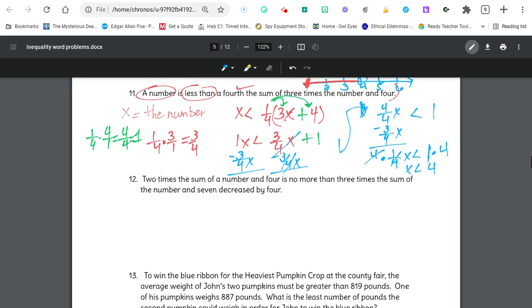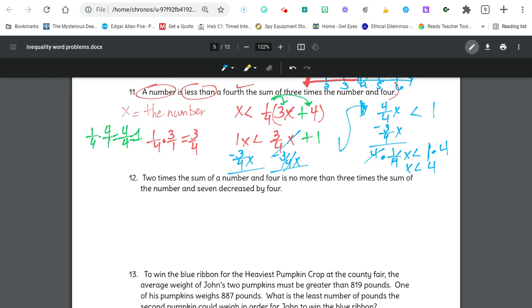All right, let's look at 12. It says 2 times the sum of a number and 4 is more than 3 times the sum of a number and 7 decreased by 4. So let's label what's our unknown. A number is our unknown, so I'm going to put x equals that.